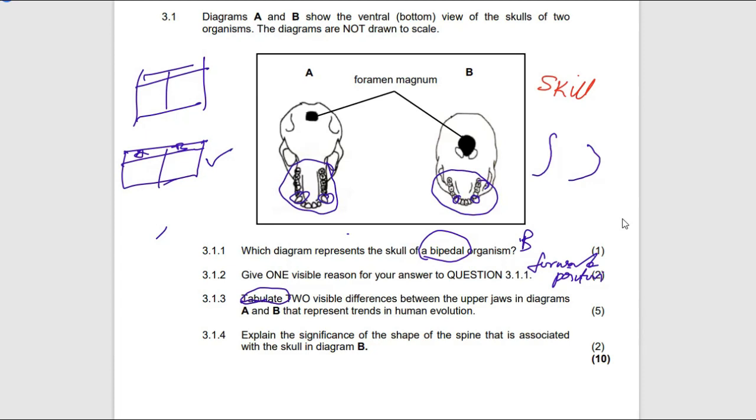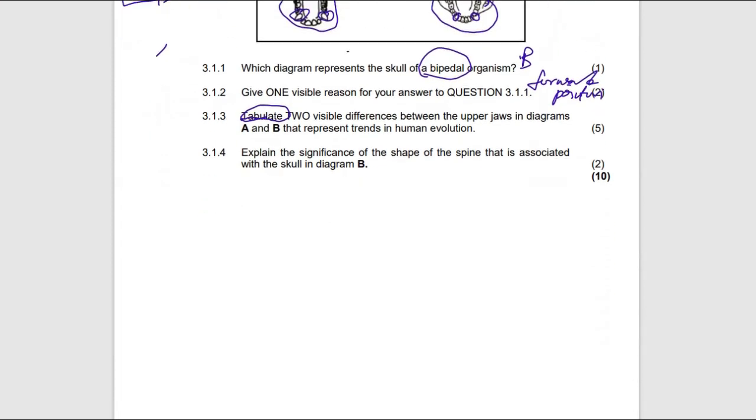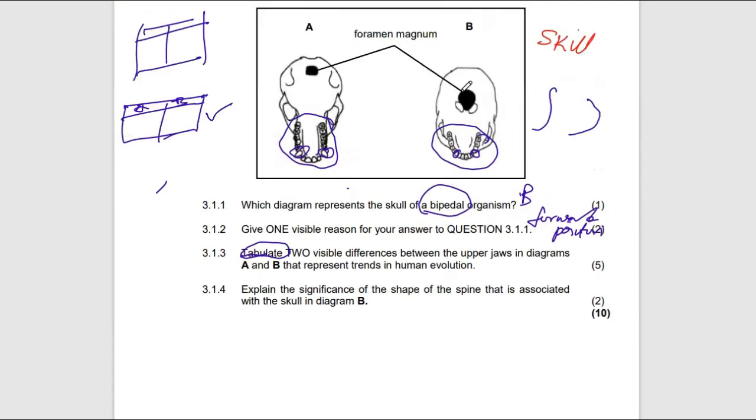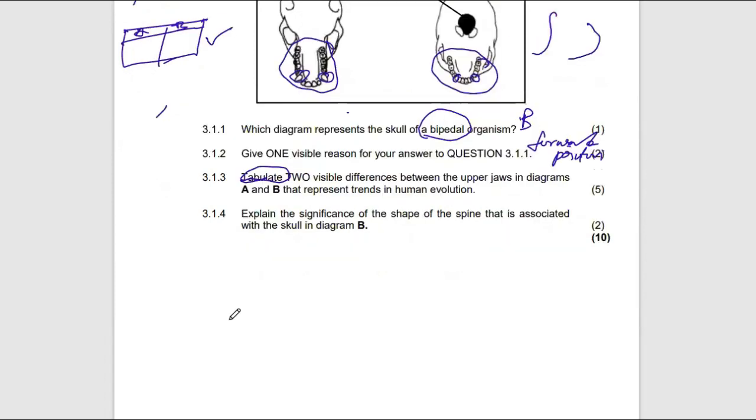I talked about it. The significance of the shape of the spine is associated with skull B. What is skull B? Skull B, we say that it is walking on 2 limbs, and the shape, if you look at it, is S shape. Because they didn't say which shape it is, mentioning the shape could earn you a mark. Therefore, the shape is S shape.